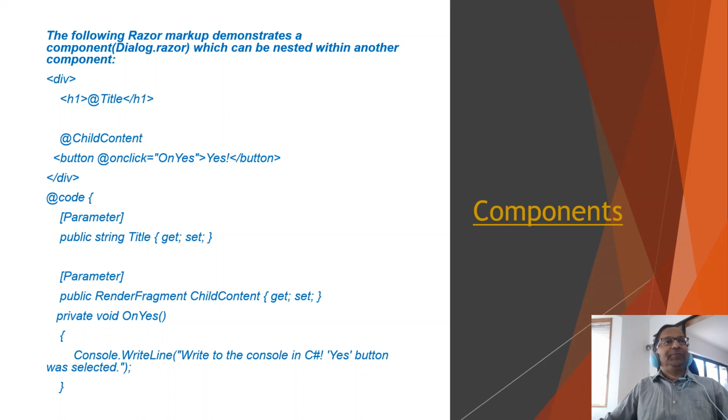These public properties are put nicely within the div tag, @Title and @ChildContent. So in essence, it gets the title and the child content. And child content is what? So child content is on click event of a button, Yes button, Yes exclamation mark, which triggers the OnYes function. So what is this OnYes function? It actually writes to the console. Simple one, write to the console in C#: Yes button was selected.